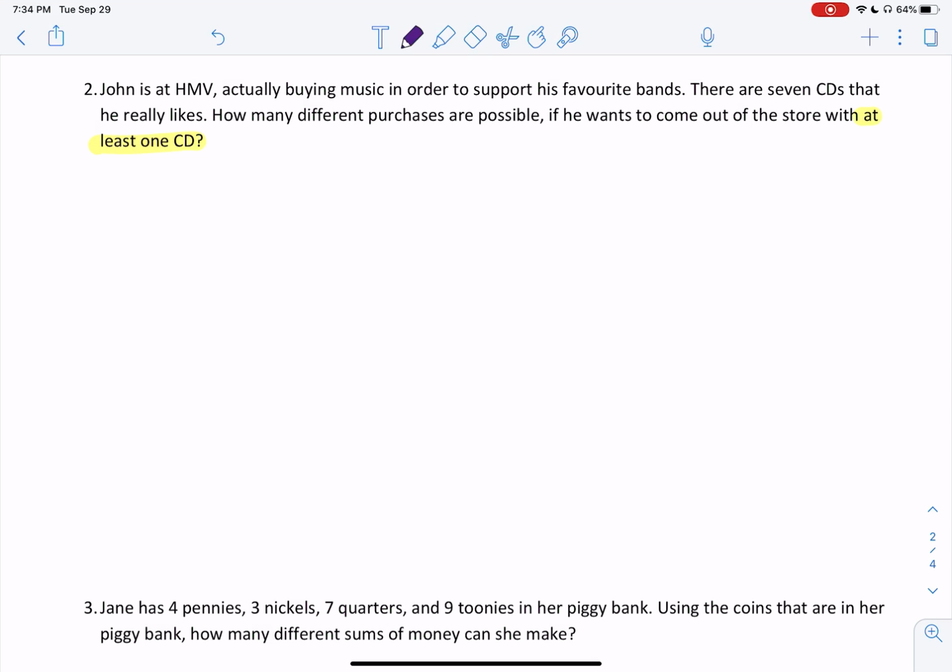So I have 2 to the n minus 1. And the reason I'm subtracting 1 here is that he can't come out of the store empty-handed. So we have 7 CDs, so we'll have 2 to the 7 minus 1. And using BEDMAS, I always do my exponents first. So I have 128 minus 1, which is 127.